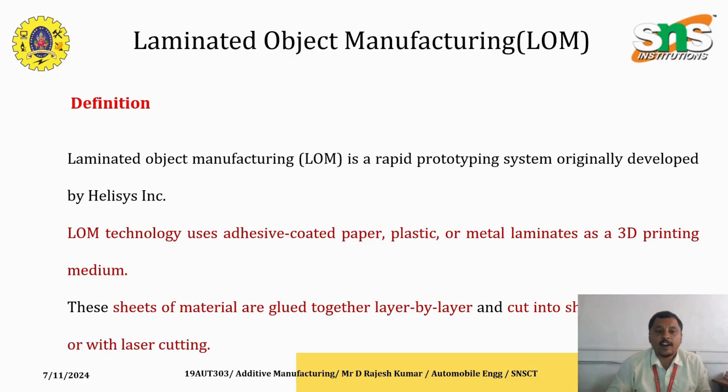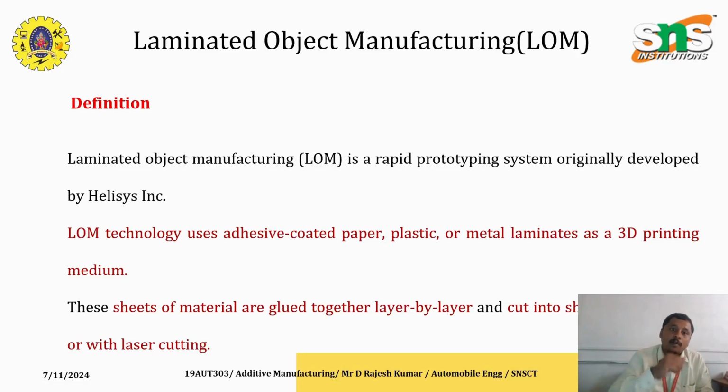Laminated object manufacturing is an entirely different technique when compared with other additive manufacturing techniques, because it uses adhesive coated paper. The material used to process here is adhesive coated material, and it is stacked layer by layer.